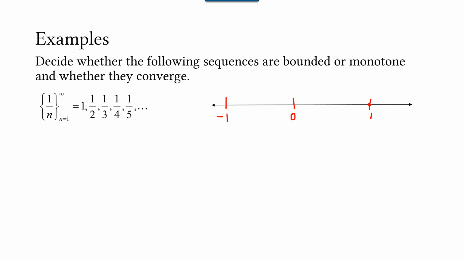We can plot the terms of the sequence on a number line, where the first term would be 1, the second term would be 1/2, third term would be 1/3, and then 1/4, 1/5, 1/6, 1/7, 1/8, 1/9, 1/10, and so we see that we're getting closer and closer to 0. So this is going to converge, but let's also investigate the boundedness and the monotonicity.